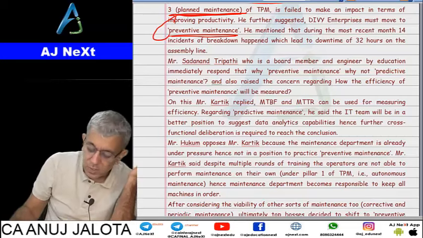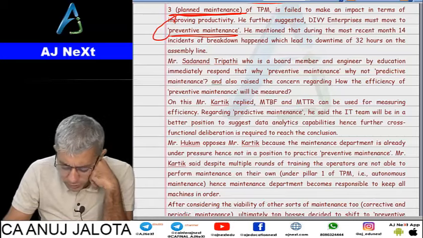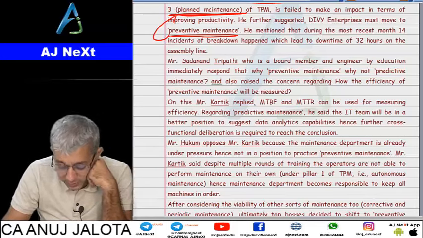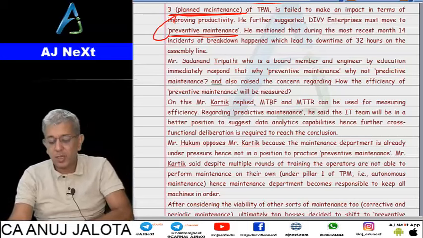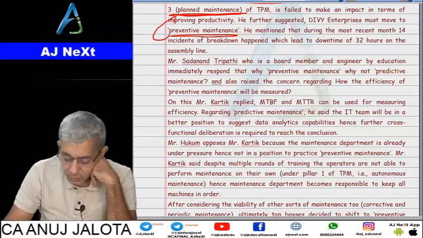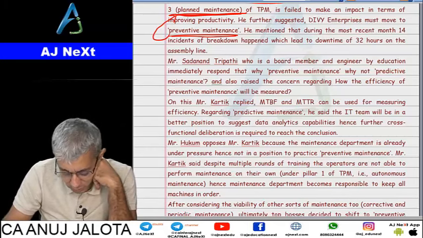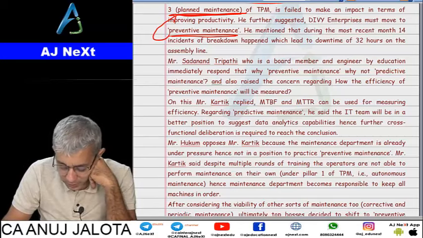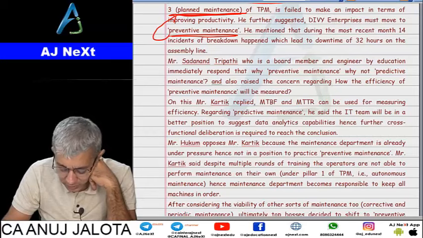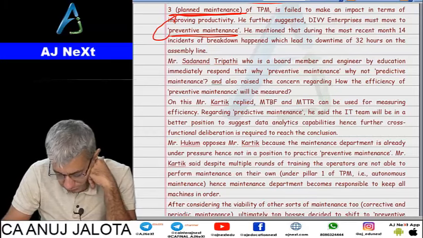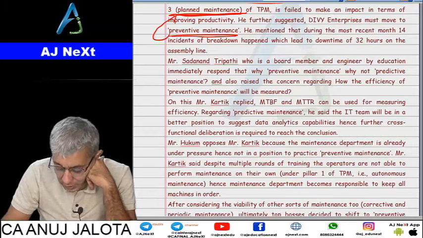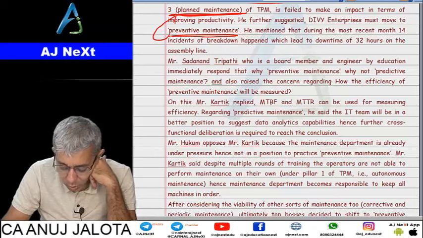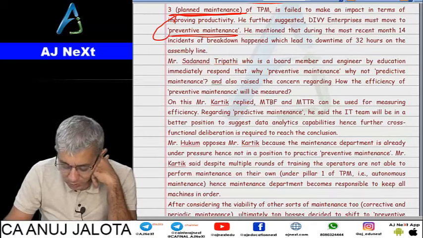Further, Mr. Hukum Singh opposes Mr. Karthik because the maintenance department is already under pressure and hence not in a position to practice preventive maintenance. Mr. Karthik said, despite multiple rounds of training, the operators are not being able to perform the maintenance on their own, under pillar 1 of TPM, that is autonomous maintenance. Hence, the maintenance department is responsible to keep all the machines in order.